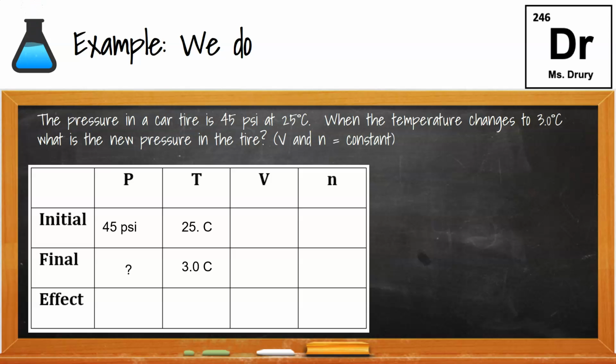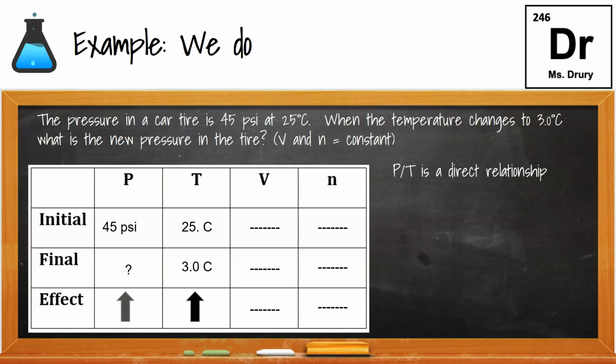Where V and N are constant, so we're going to cross those out. And we see that the temperature went down, so the pressure should also go down. Since they're direct, they do the same thing. We're going to plug them into our PT formula, taking out N and V since they're not important. We're going to write the 45 in for the unknown pressure.